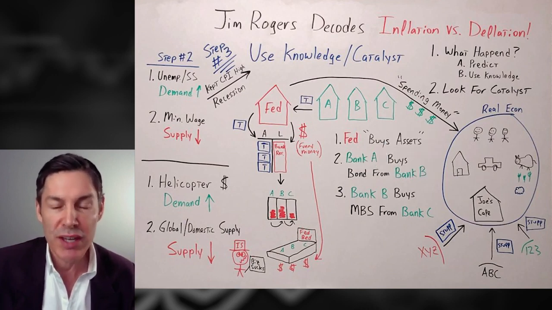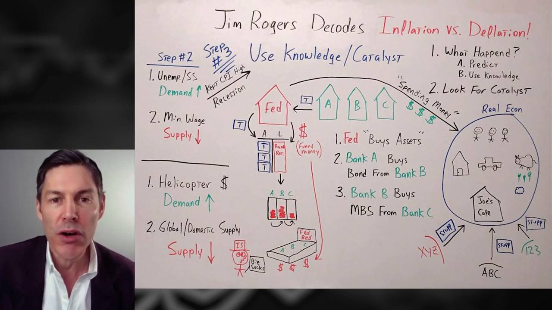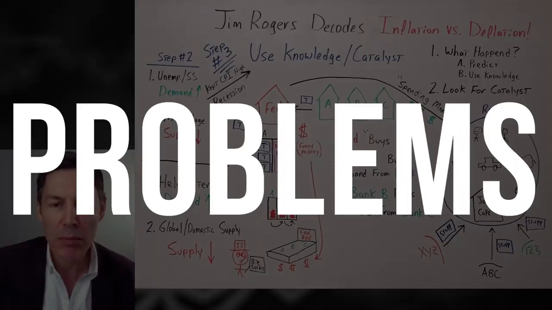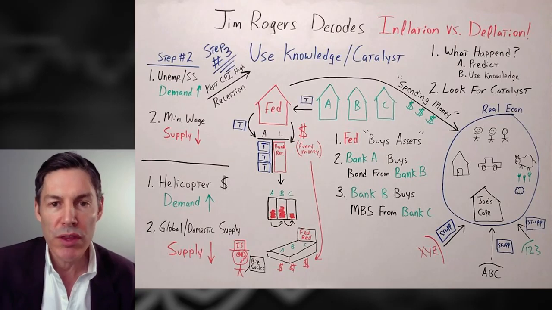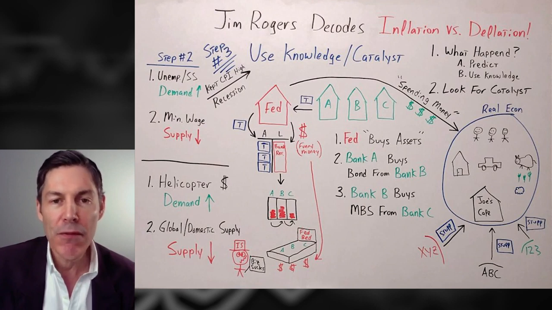We'll just use Joe's Cafe as an example. But Joe's Cafe also has bigger problems. Remember, they've got to deal with the minimum wage. So if we go through a recession, they're going to have a hard time staying in business because they can't drop their wages very much. Yes, they can hire fewer employees, but that also reduces supply.